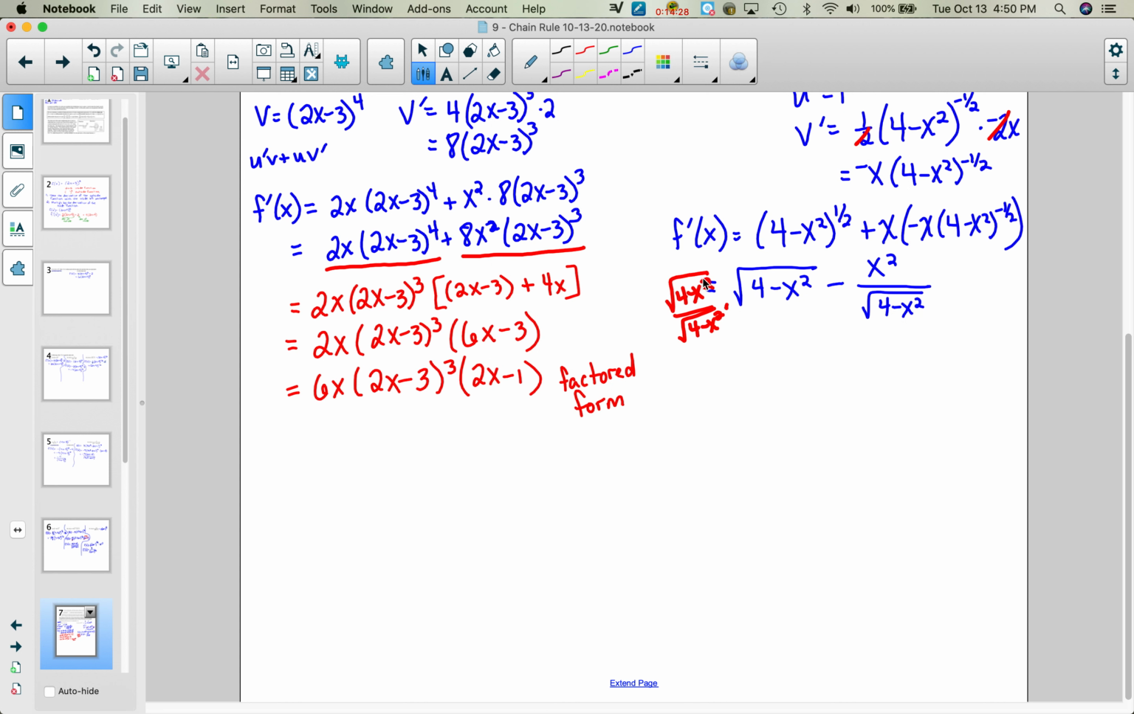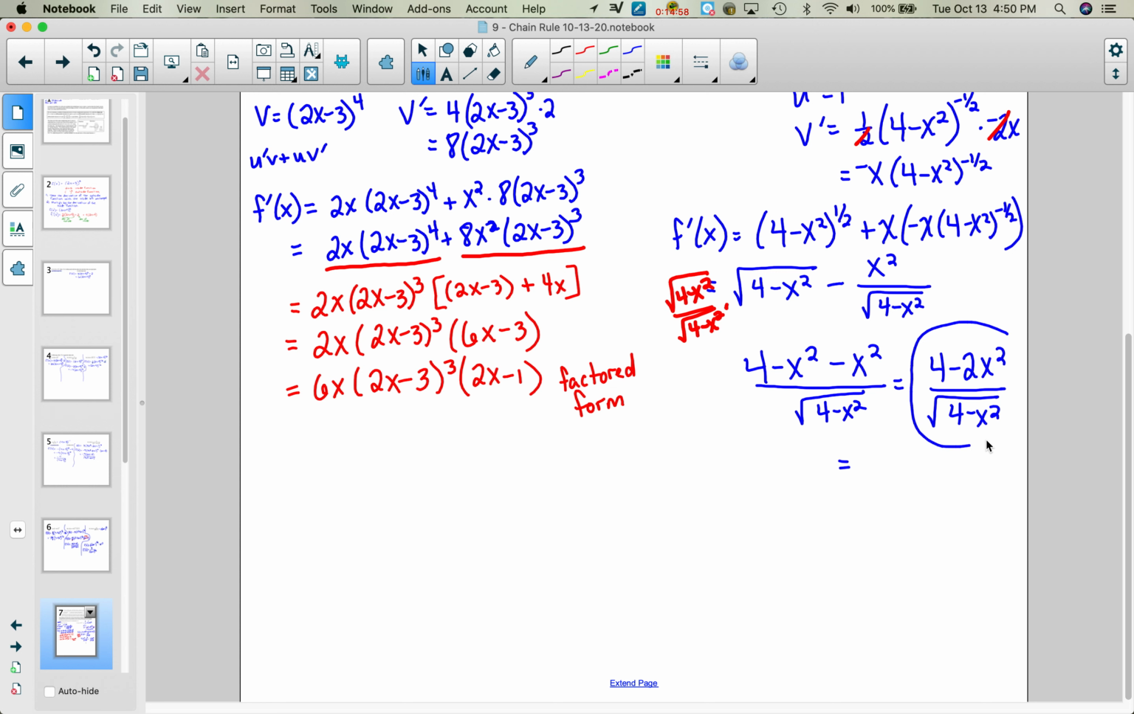So when I do that, multiplying in the top, notice it's the same thing. So I'm squaring the square root. So I get 4 minus x squared. And then I'm going to have minus x squared over my common denominator. Okay, so all I've done is find a common denominator. Then that gives me 4 minus 2x squared over the square root of 4 minus x squared. And you're fine leaving it like that. If you wanted to, you could factor out a 2 out of the numerator, but we wouldn't be doing anything with it, so we can just leave that.